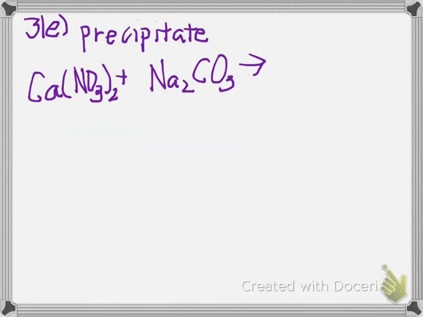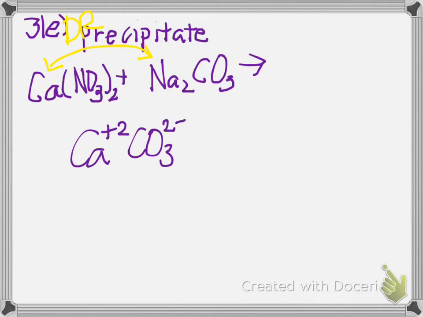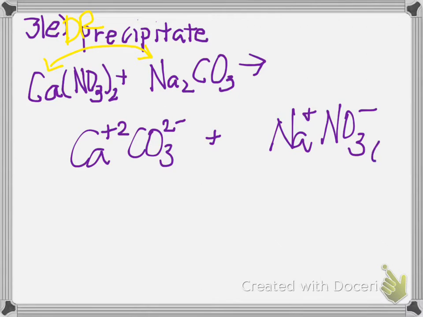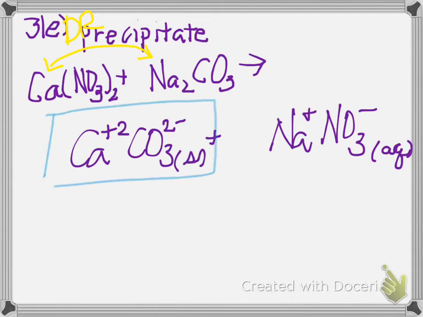All right, the last one, 31 letter E. Again, double replacement reaction. Calcium and sodium swap partners. So calcium's partner is going to be carbonate. And nothing to do to write that formula correctly. Sodium's partner is nitrate. Again, for the nitrates, that's rule 2. They're soluble with few exceptions. So carbonate is rule number 5. Most are insoluble, and the exceptions being alkali metals or ammonia, which this isn't. So my precipitate again is calcium carbonate.